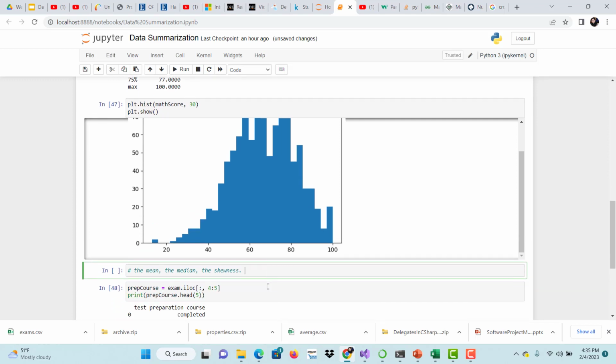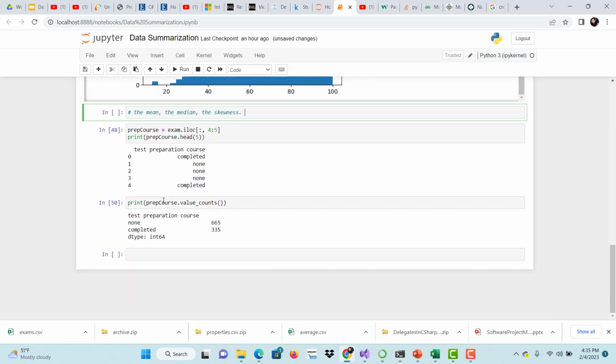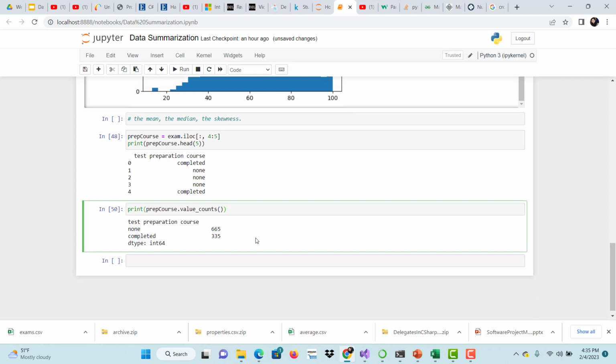You could also mention outliers, but we only require these 3. And also you will be asked to get the count of a categorical column as well.